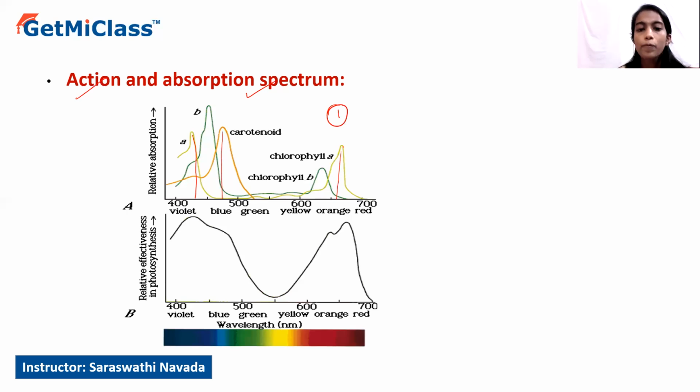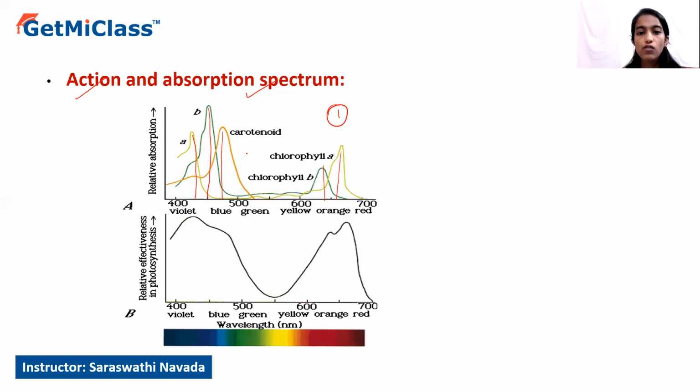And here also it will be near to 640 or 650 nanometer. For carotenoids, if you see, this is for the carotenoids actually. For chlorophyll B, it has an absorption spectrum the same as that of the chlorophyll A molecule, whereas carotenoids have an absorption spectrum more near the green light region.